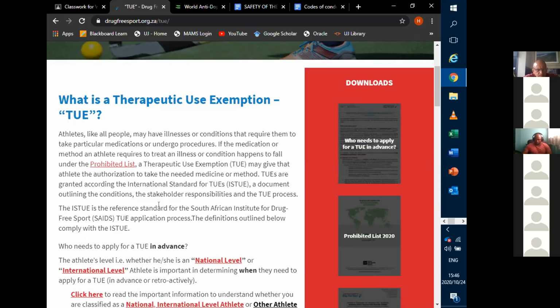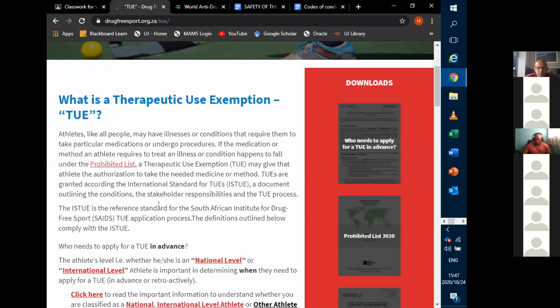However, it is not just a case of the doctor writing up a letter to SAIDS saying that, you know, this child has been on Ritalin, and sending it off to SAIDS. What SAIDS will do is they will send that back and say there's not enough information. There is a lot of substantive other medical information that is required for a TUE to be granted.